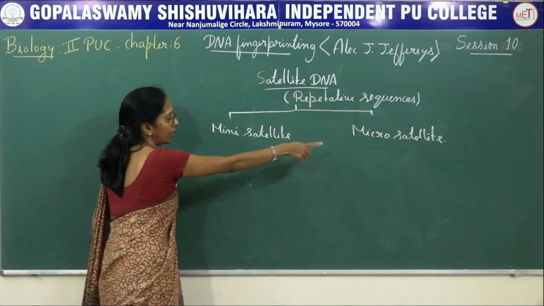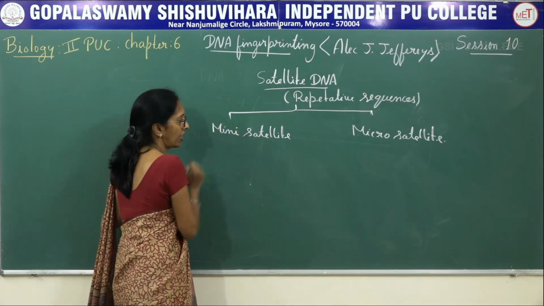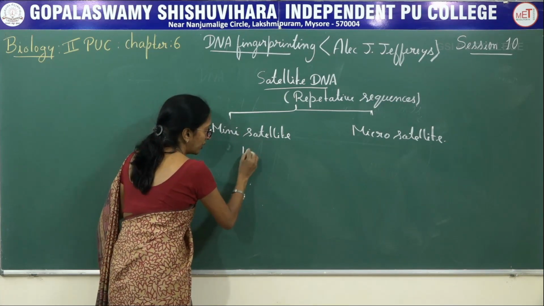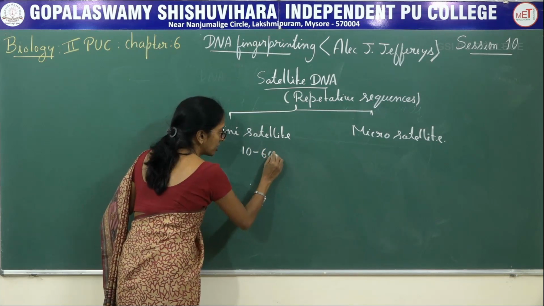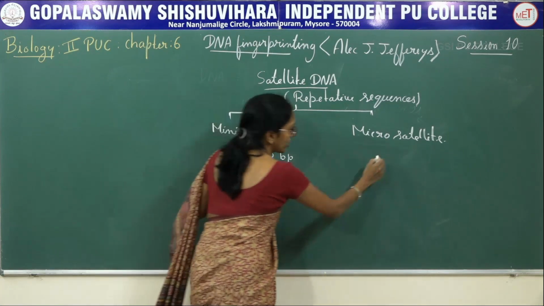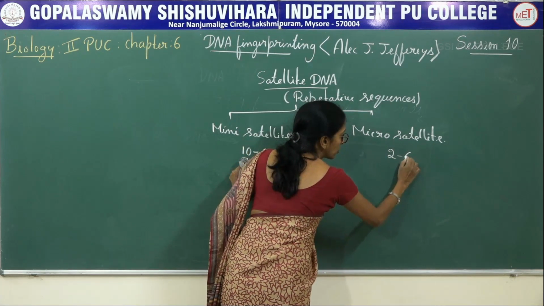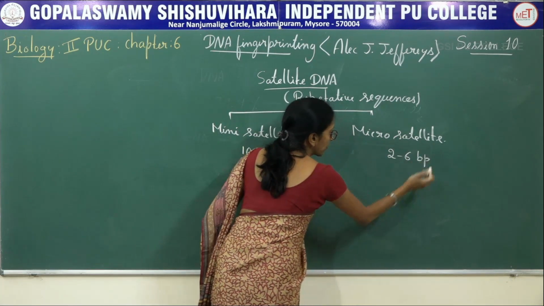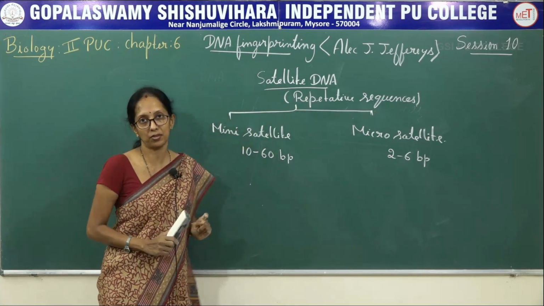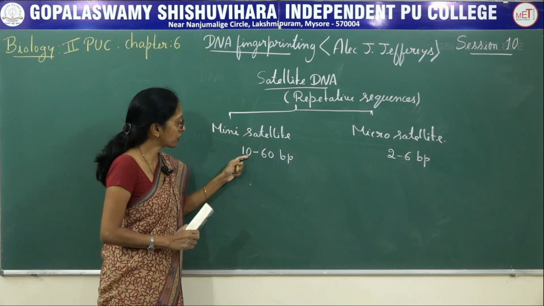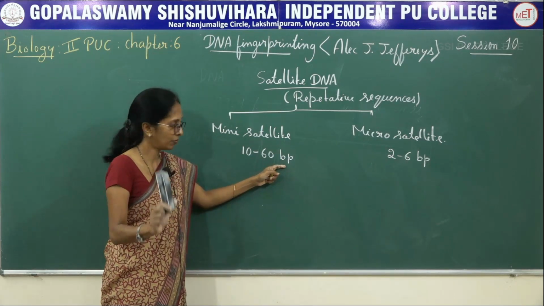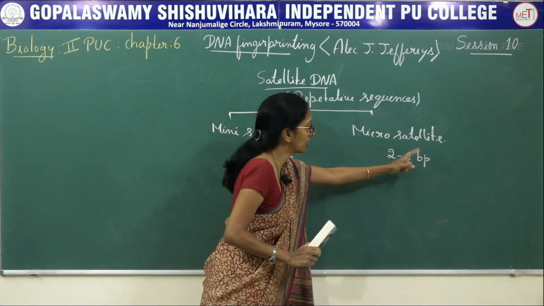Minisatellite, microsatellite. In a minisatellite, the nitrogen bases may vary from 10 to 60 base pairs. Here, a microsatellite contains only 2 to 6 base pairs. Both are nothing but repetitive sequences. So the nitrogen bases here contain 10 to 60 base pairs, and here 2 to 6 base pairs.